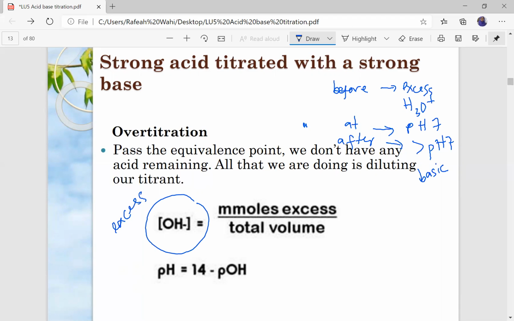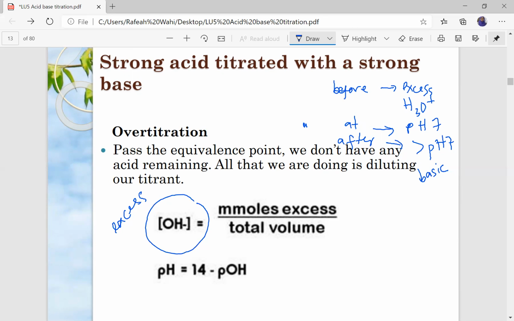Past the equivalence point, we don't have any more acid remaining. Why? Because all the acid has reacted with the hydroxide ion from the titrant. Remember just now, titrant is anything inside the burette or any liquid dispensing device, and analyte is the acid which is normally put in the conical flask. So past the equivalence point, all the acid or hydronium ions in the analyte have reacted with the hydroxide ion in the burette or in the titrant. So we don't have any acid remaining.